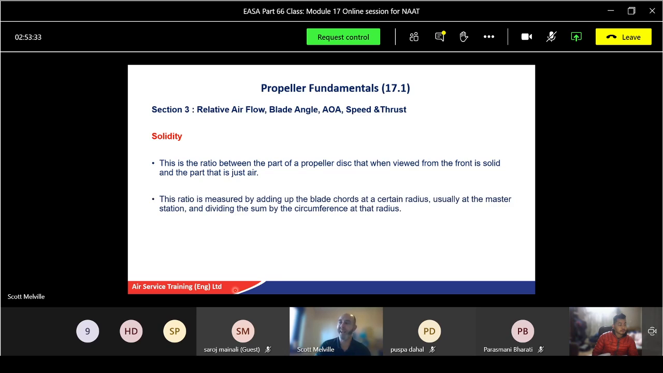The ratio is measured by adding the blade chords at a certain radius, usually at the master station. So again, we use the master station as a reference point, and then we divide the sum of the chords by the circumference at the radius.